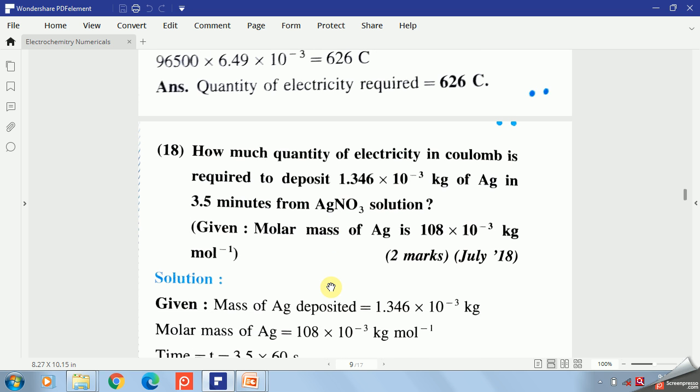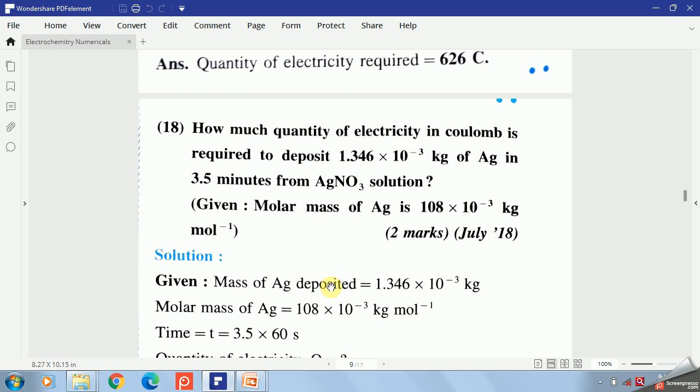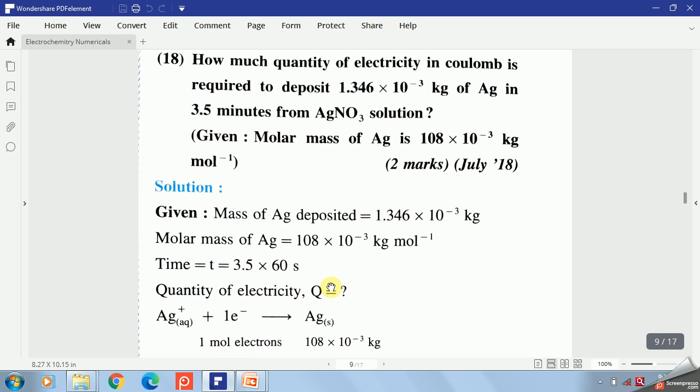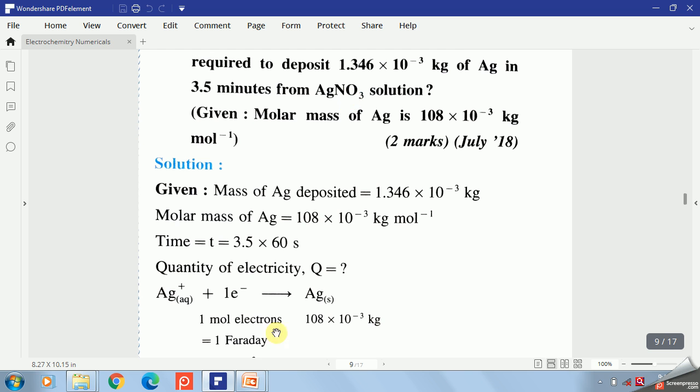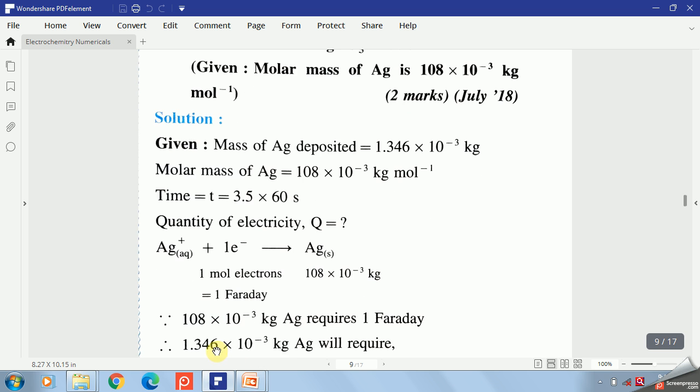It is similar to the previous numerical. So again you have to write the reaction. Ag1 plus gains 1 electron to produce 1 mole Ag. Okay. 1 mole of Ag, that means its molar mass is 108 into 10 raised to minus 3 kg, and you have to calculate the number of moles for 1.346 into 10 raised to minus 3 kg into 1 divided by 108 into 10 raised to minus 3 kg.